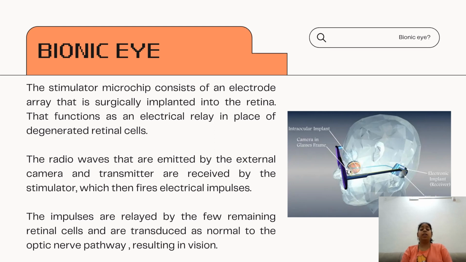The radio waves that are emitted by the external camera and transmitter are received by the stimulator, which then fires the electrical impulses. The impulses are relayed by a few remaining retinal cells and are transduced as normal to the optic nerve pathways, resulting in vision.